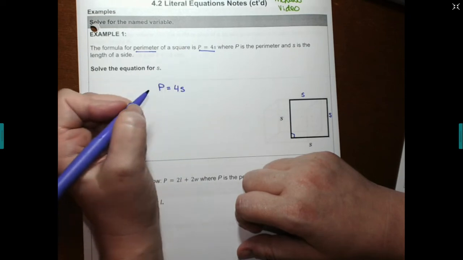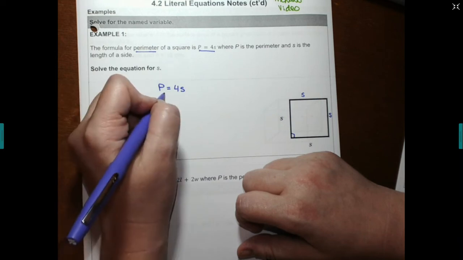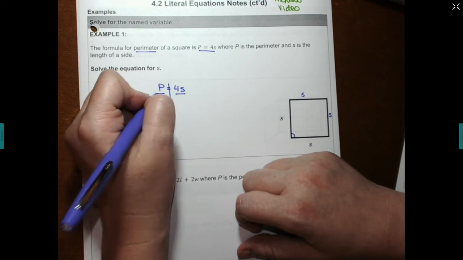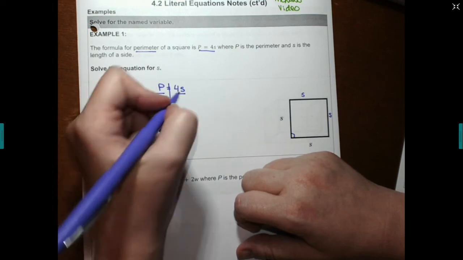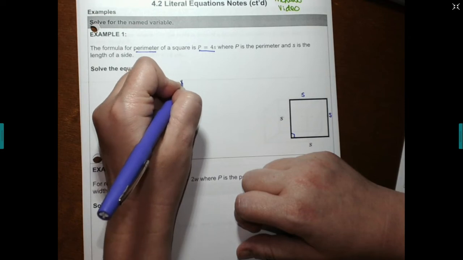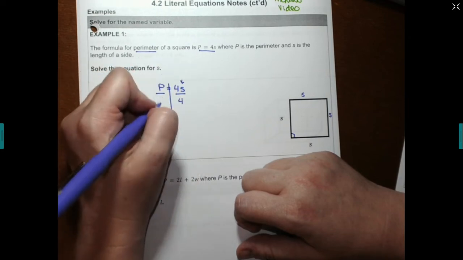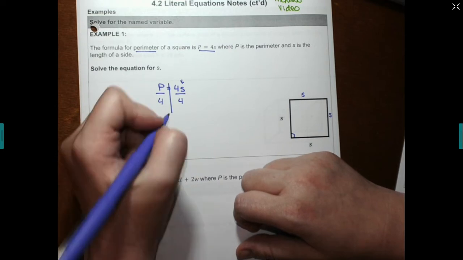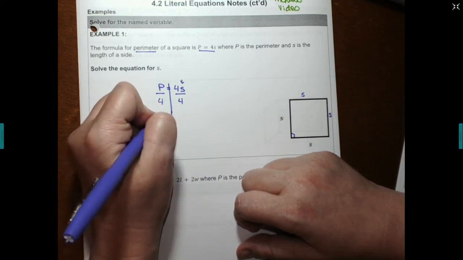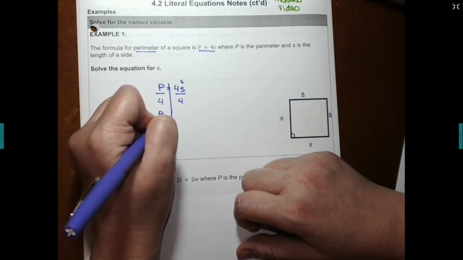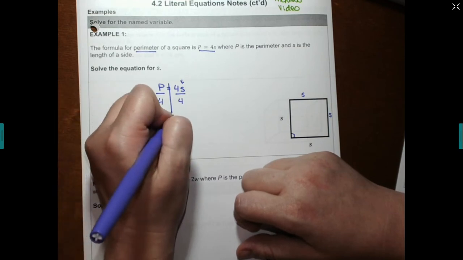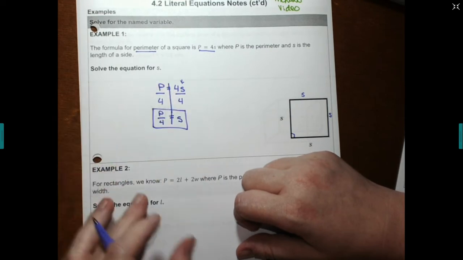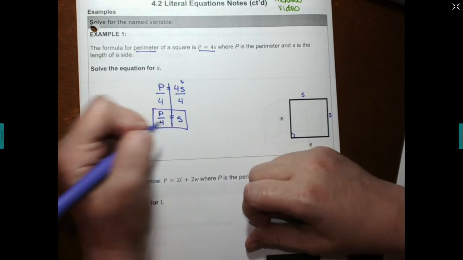How do I undo multiplication? Division. So I'm going to draw my gate here. I'm going to divide both sides by the one I'm trying to get rid of, which is the 4, because I'm trying to get my S by itself, remember? And then I have P divided by 4. If I do it to one side, I have to do it to the other. So that gives me P divided by 4, perimeter divided by 4, equals S. I have solved for the length of my sides, solved for S.